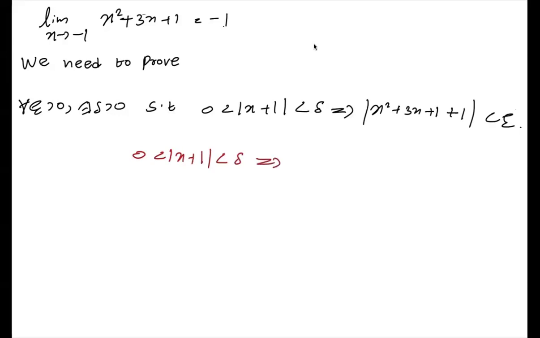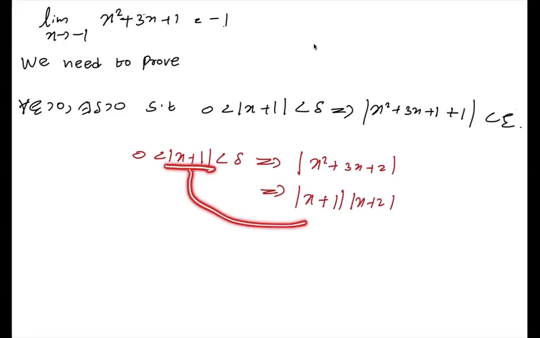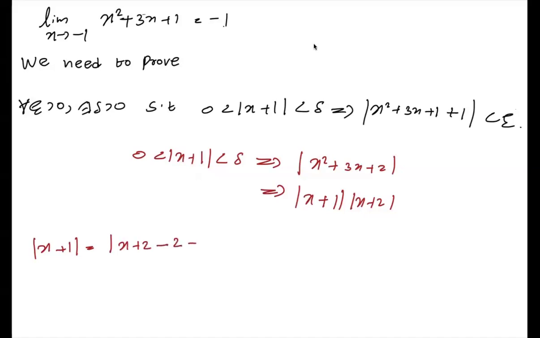It should imply that. We can factorize this, x squared plus 3x plus 2, so this becomes (x plus 1)(x plus 2). Here we have x plus 1, but we don't have this one. So we start with this one, and we write it in terms of x plus 1. How can we write that? x plus 2 is x plus 1 plus 1.